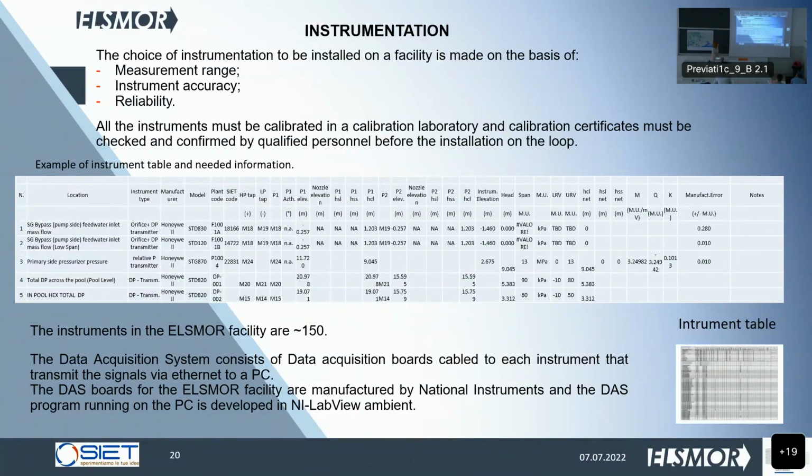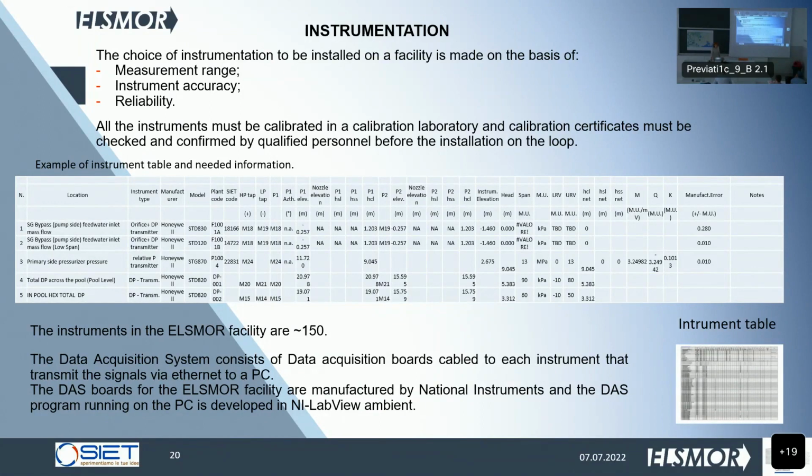We have the elevation of the taps, we have the elevation of the instrument, and we have the measurement range, the lower value and upper range value of the instrument. For example, in this case, this table is not complete because we are still defining. But anyway, this is an example of an instrument table for an experimental campaign. In the ELSMOR facility, we have about 150 instruments.